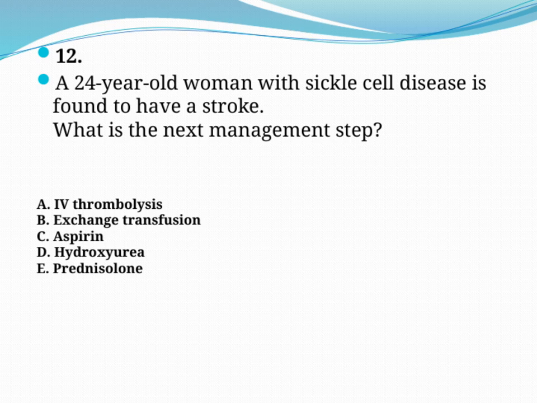Exchange transfusion has been shown to be effective in managing acute stroke in these patients. Aspirin can be used for secondary prevention in some strokes, but it's not typically the immediate response in sickle cell-related stroke. Hydroxyurea, meanwhile, is mainly for preventing future sickling episodes by increasing fetal hemoglobin, but it isn't an acute intervention. And prednisolone, a steroid, doesn't play a primary role in stroke management in sickle cell disease.